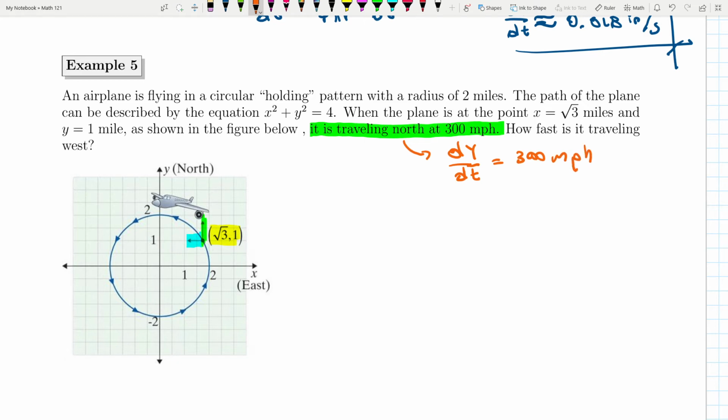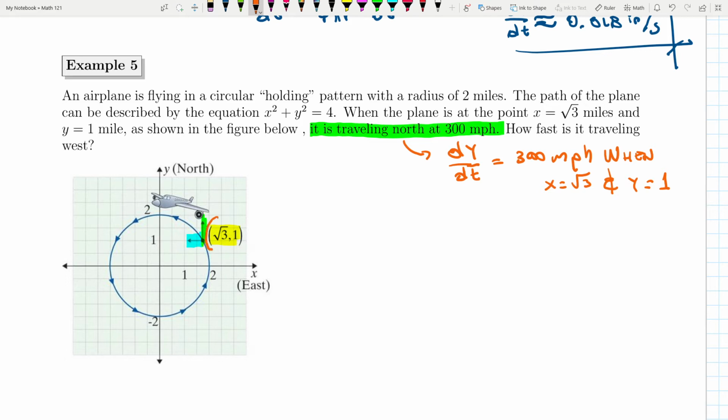Well, this is dy/dt when x equals the square root of 3 and y equals 1. Okay, so that is the piece of information that we are given. The question is, how fast is it traveling west? So at this point, let's describe what's going on.